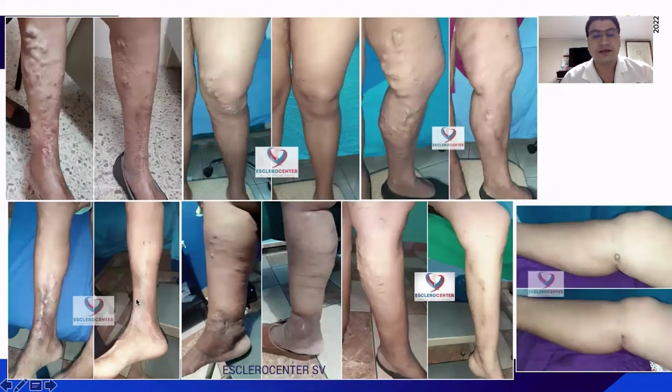Despite controversial anatomical results of the procedure, clinical results are quite outstanding, and patients are very happy with the procedure, as you can see in the images, and we as a medical team are very happy with the procedure as well.